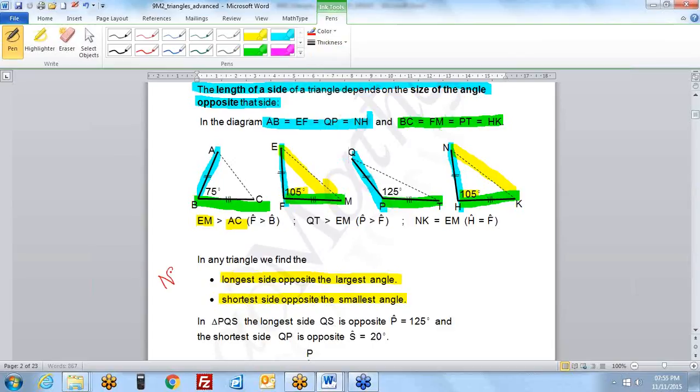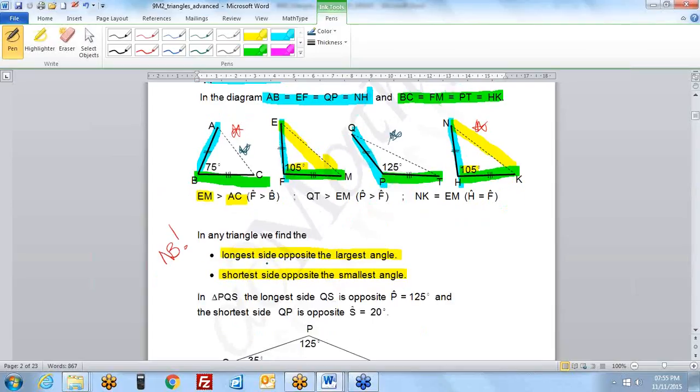So make a summary for yourself. When we, for example, compare this triangle and this triangle over here, then we can also say that NK will be greater than AC because angle H is bigger than angle B. And if we compare, for example, this triangle and this one over here, then we can say that QT is greater than AC in length because angle P is greater than angle B. Because angle P is 125 degrees and angle B is only 75 degrees.